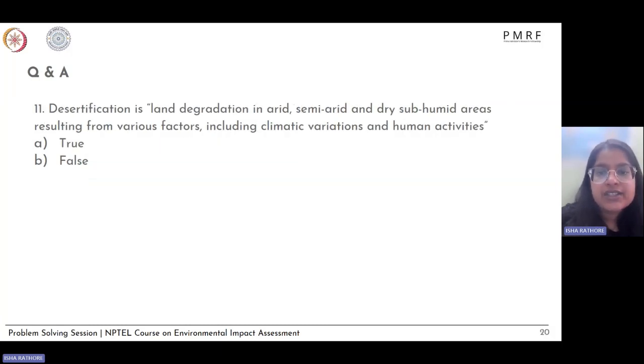Desertification is land degradation in arid, semi-arid, and dry subhumid areas resulting from various factors, including climatic variations and human activities. Is this statement true or false? So this is again from the definition of desertification. So the given statement is true. So A is the correct answer. So again, you see questions coming out of definitions from the lecture units.